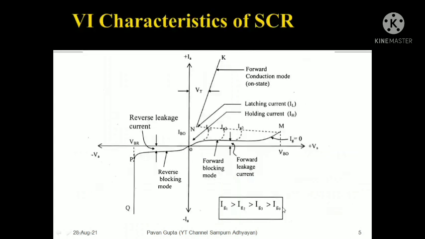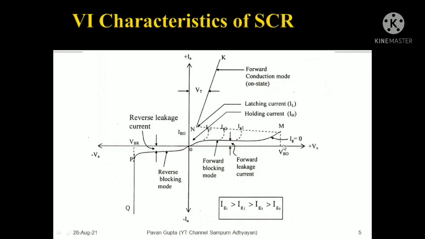So this is one glimpse of a VI characteristic of an SCR that I have taken. The x-axis is the anode to cathode voltage, and the y-axis is the anode current. Now you can see that if you start increasing the voltage from 0 to a high value without applying the gate voltage, Ig is 0, so that means your gate current is 0.